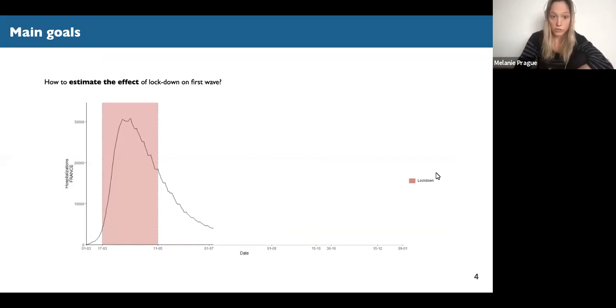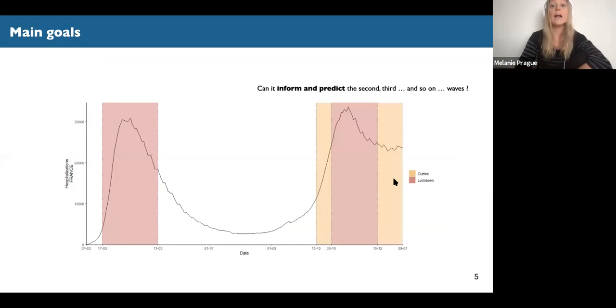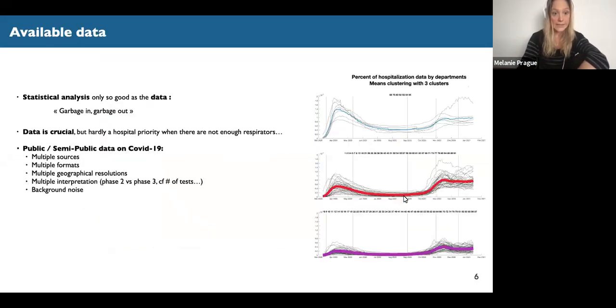The next question was: can we inform from the first wave what will happen next, and in particular what will happen now with new interventions such as curfew and lockdown, and how big the second and third waves will be? So how can we inform that using our mathematical models?